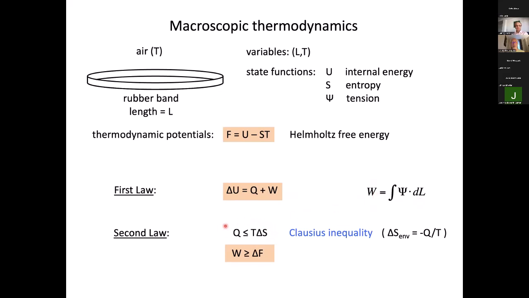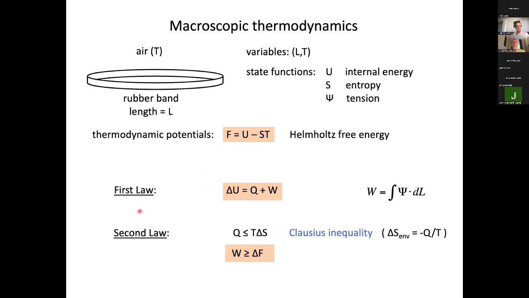So it's the integral of the tension times displacement. The second law is written in the form of the Clausius inequality: Q is less than or equal to T times delta S. But in this isothermal situation that we have over here, where we only have a single thermal reservoir at one temperature, one can combine this inequality with the first law and with the definition of the Helmholtz free energy. And after some very simple manipulations, this can be rewritten as W is greater than or equal to delta F. So the work is greater than or equal to the net change in the free energy. And this is the form of the second law that one often sees for isothermal processes.